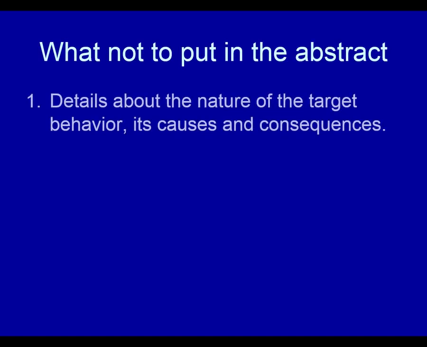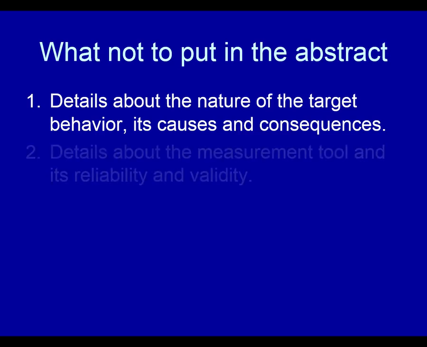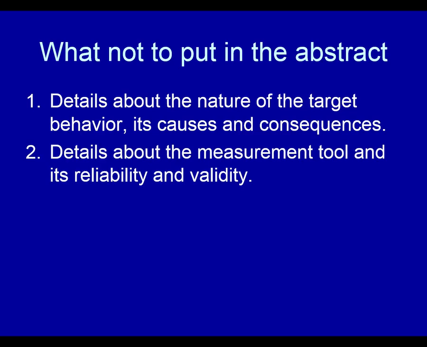So what are some things not to put in the abstract? Okay, details about the nature of the target behavior, its causes and consequences. That goes in your paper under the analysis of the target behavior. You talk about this there, but not in the abstract. That doesn't need to be there. Details about the measurement tool and its reliability and validity. I've already mentioned that. Details about that do not fit in the abstract.